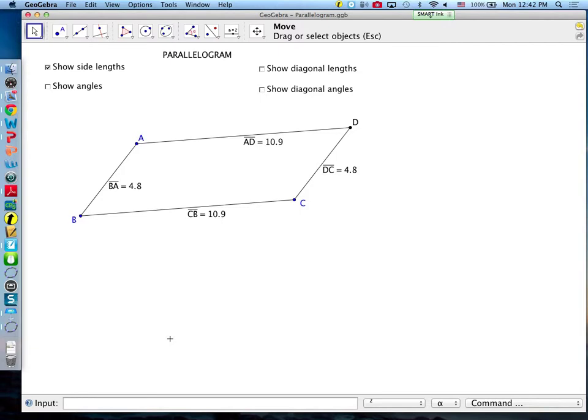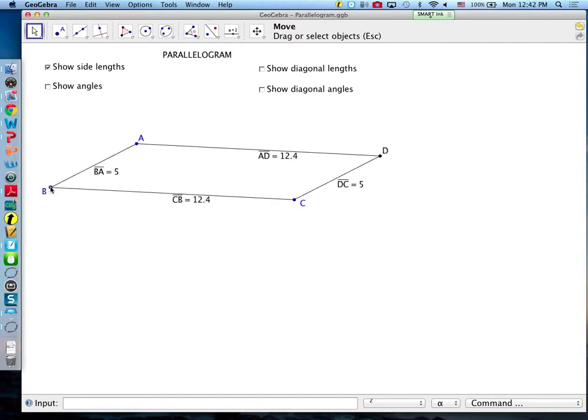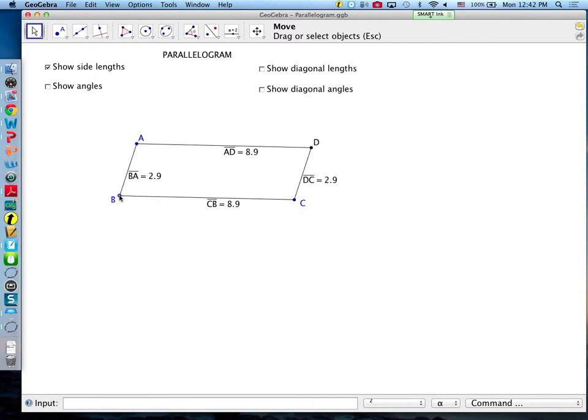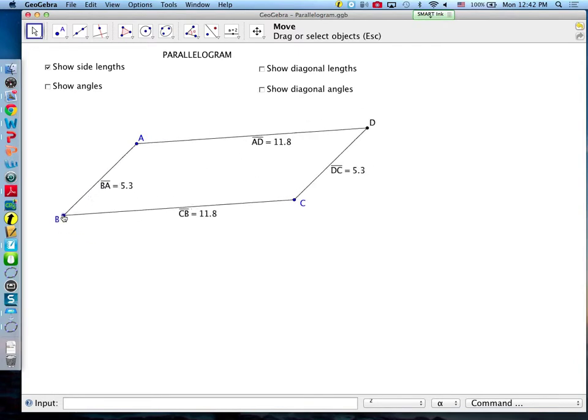How would you describe it? Exactly. The ones across from each other, the opposite sides. Okay, opposite sides, and if you look at my numbers up here, when I change it, what I use to make this is GeoGebra. So yes, opposite sides are going to be congruent, no matter which way you flip it.